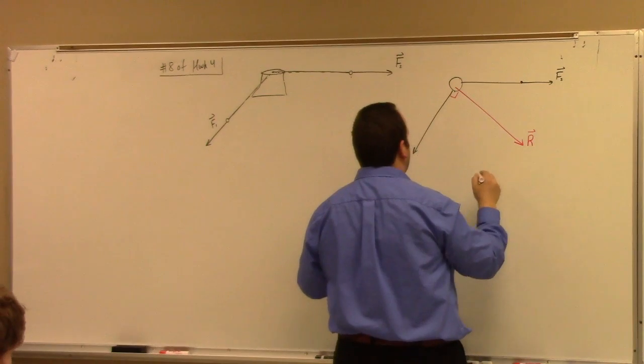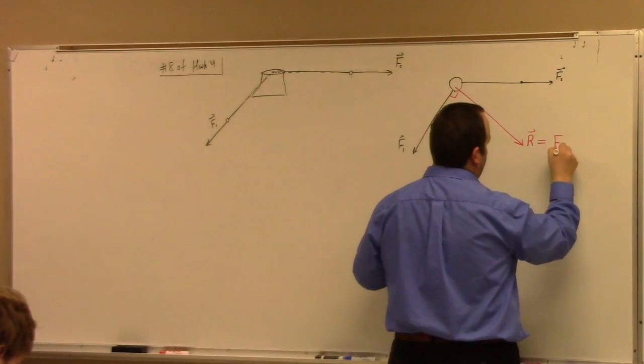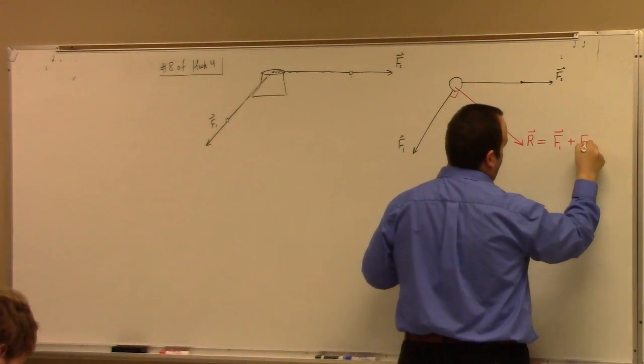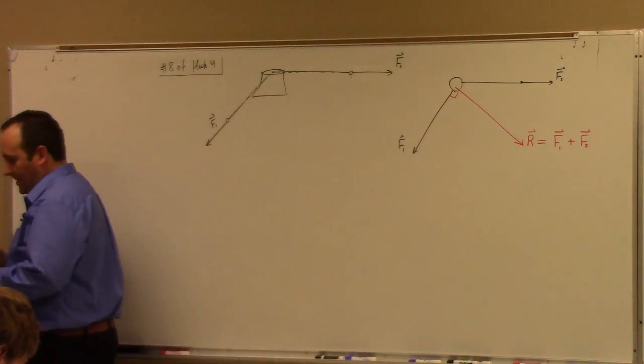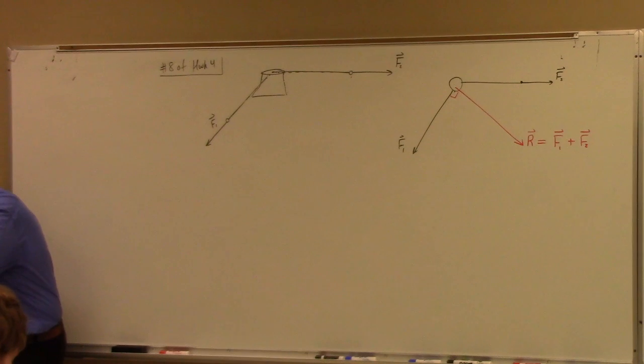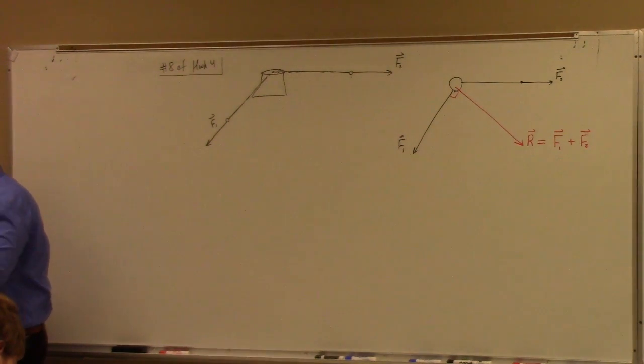So the resultant force, of course, would be what? The resultant force is F1 plus F2, okay? So the sum of the forces, the resultant force, makes an angle of 90 degrees with F1. All right. What else are we given in this problem?